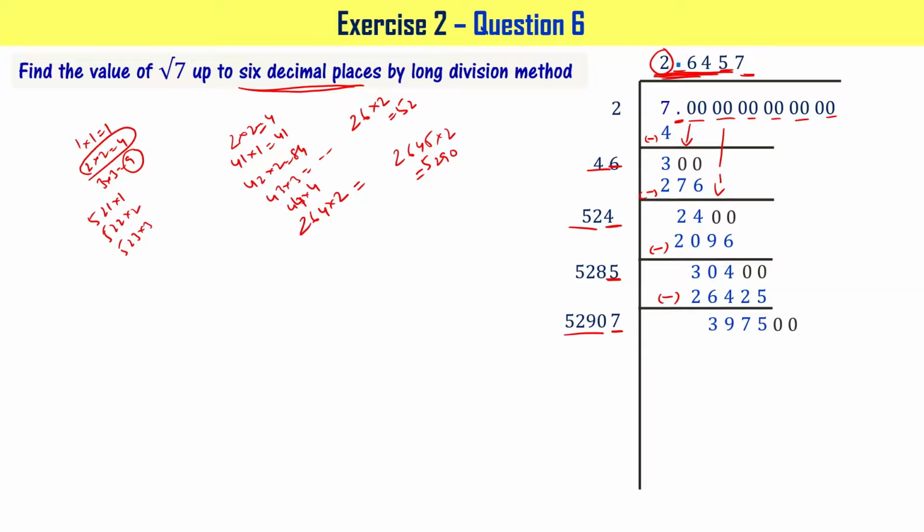So 52,907 times 7 is 370349. When you subtract that, do it carefully, you get answer 27,151. Bring 2 zeros down, right?